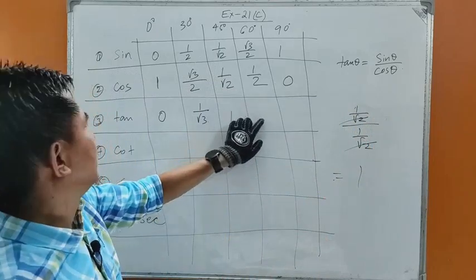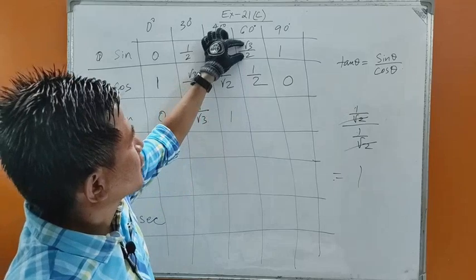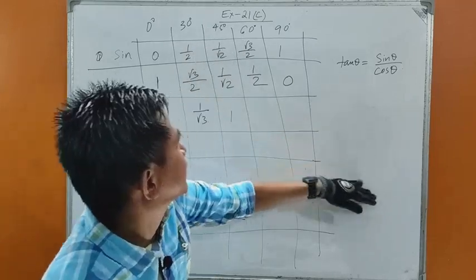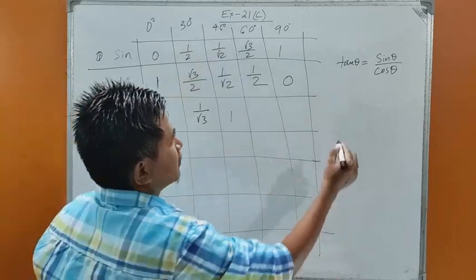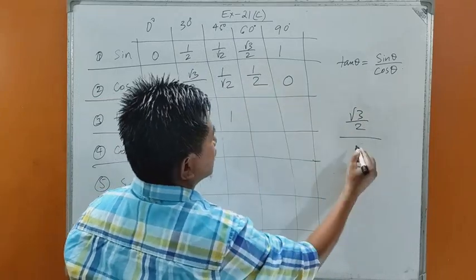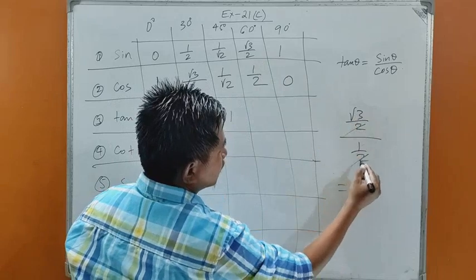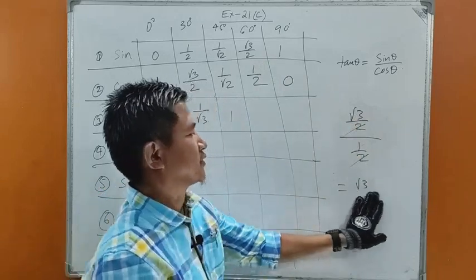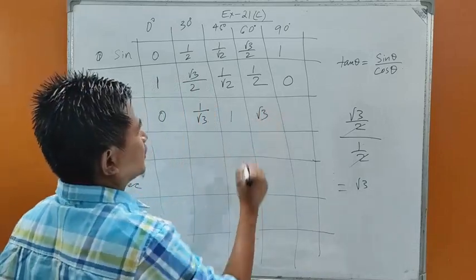So now comes tan 60 degree. What will be the value of tan 60 degree? This number divided by this number, isn't it? Tan 60 degree means this divided by this, sin divided by cos. Root 3 by 2 divided by 1 by 2. So this 2 and 2 get cancelled. Root 3 upon 1. Root 3 upon 1 means root 3, because every number has 1 in the denominator. So this is root 3.